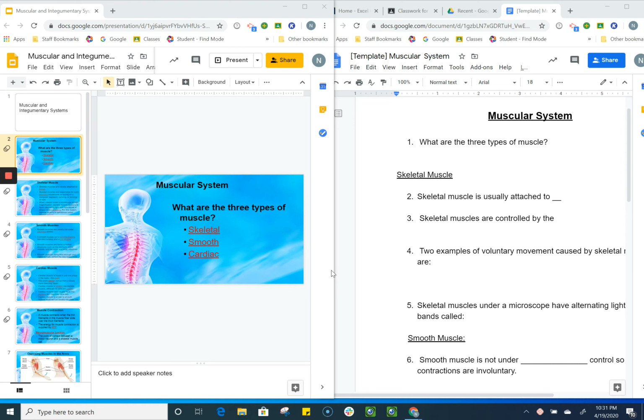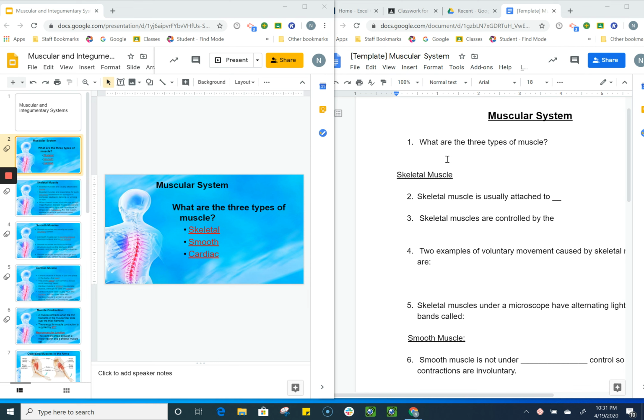Hey guys, I just wanted to go over some of the answers to the muscular system and the integumentary system with you. We'll probably have a test over these two topics on Tuesday. So for review here, I have pulled up the slides with the worksheets.